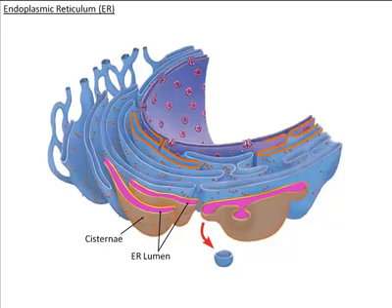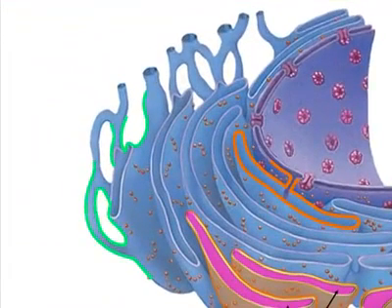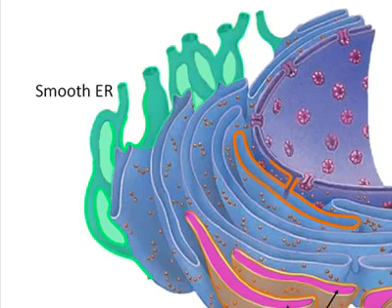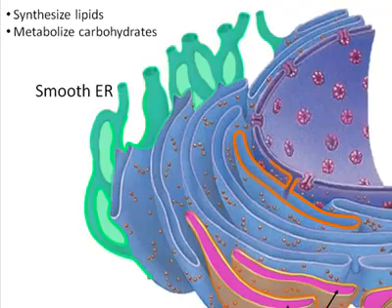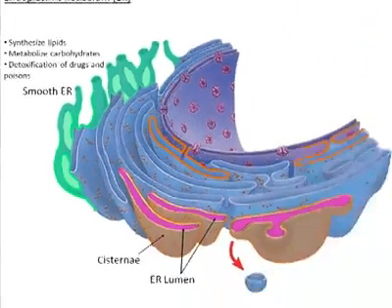And the ER is divided into two different sections, the smooth ER and the rough ER. The smooth ER, shown here, is responsible for synthesizing lipids, metabolizing carbohydrates, and detoxifying drugs and poisons.